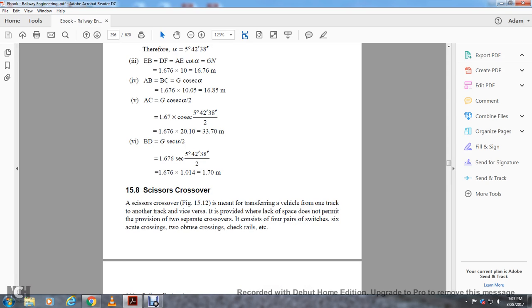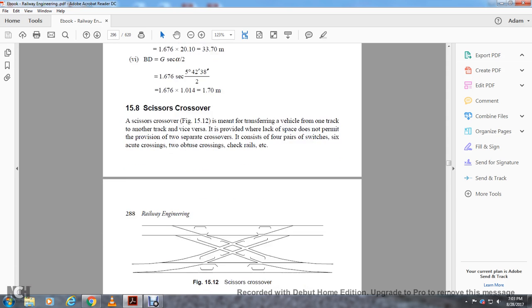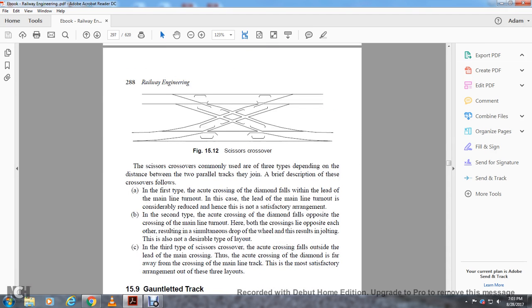Now the scissors crossover. A scissors crossover permits the transferring of vehicles from one track to another and vice versa, provided the lack of space does not permit two separate crossovers. The system has 4 pairs of switches and 6 acute and obtuse angle crossings with checks. Figure 15.12 shows the scissors crossovers.